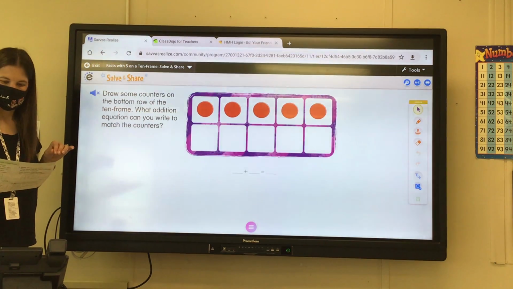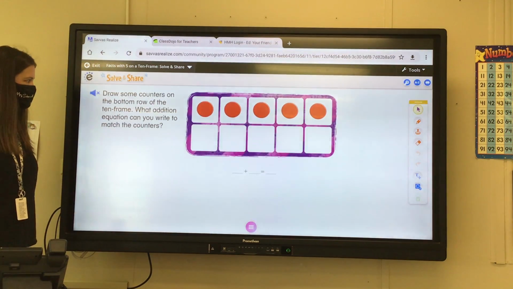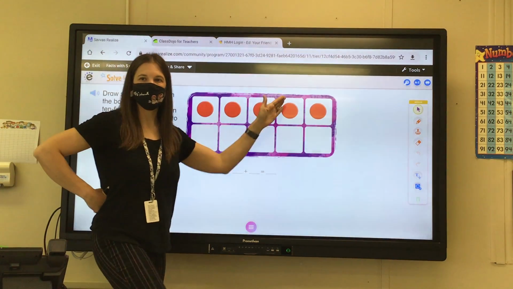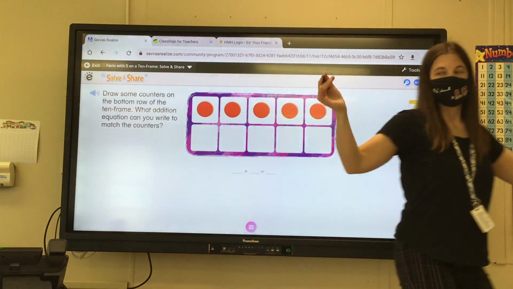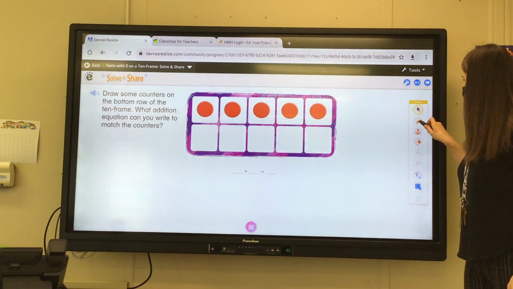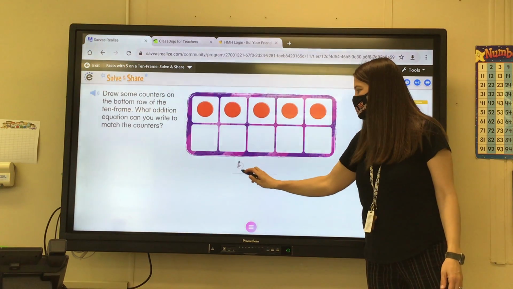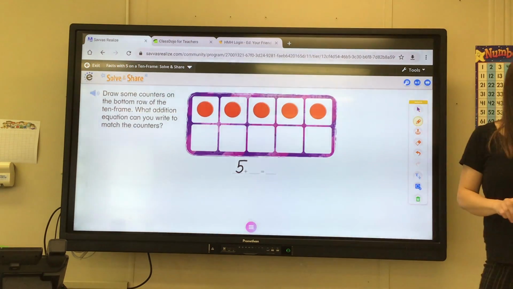Draw some counters on the bottom row of the 10 frame. What addition equation can you write to match the counters? First of all, how many counters are in this top row of the 10 frame? 5, right? The first number in our addition problem is going to be 5. So write 5 here. 5 plus.